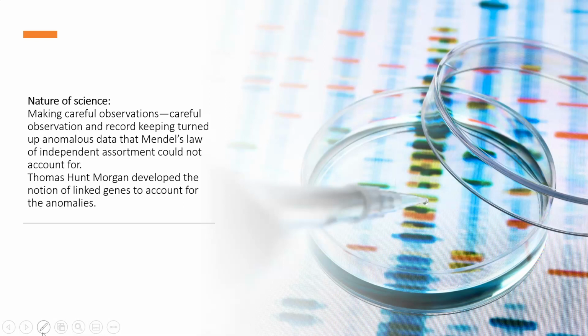Okay, so in Nature of Science, this section in this subunit is about making careful observations. Careful observations and record keeping turned up anomalous data from Mendel's law of independent assortment, and he could not account for this. It wasn't until Thomas Hunt Morgan developed the notion of linked genes, which then accounted for these anomalies. And you'll look at linked genes in your video in 10.2.